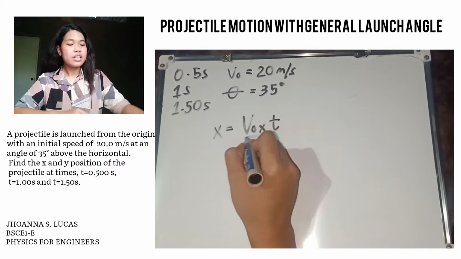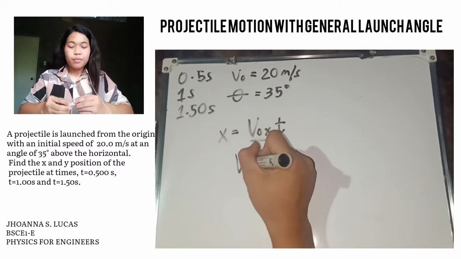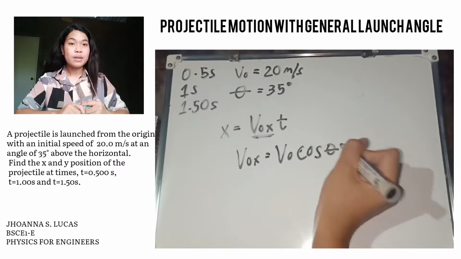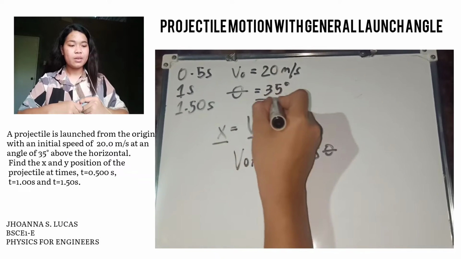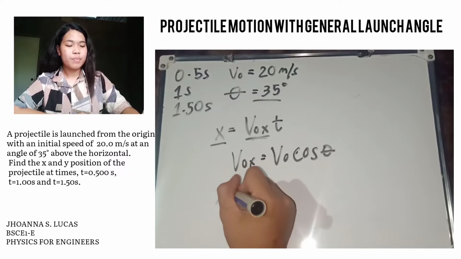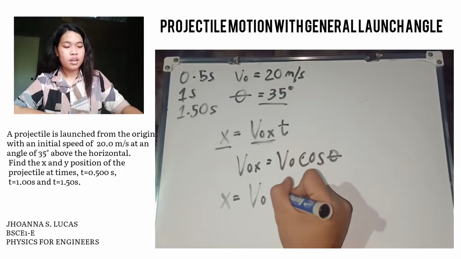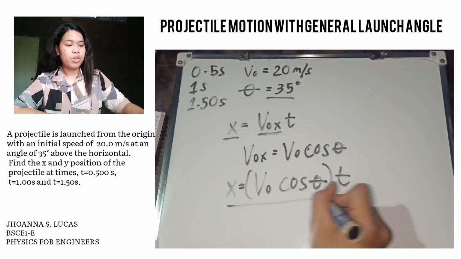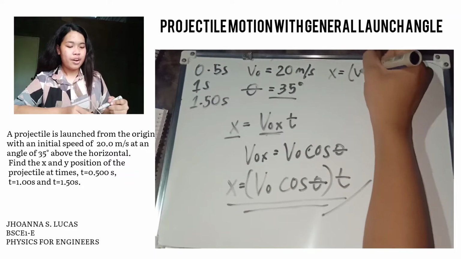And since this v sub ox is equal to initial velocity times cosine theta, we can substitute it so we can use our angle, which is 35 degrees. So, our equation for x will be x is equal to initial velocity times cosine theta times t. So, here's our equation for us to find our x.